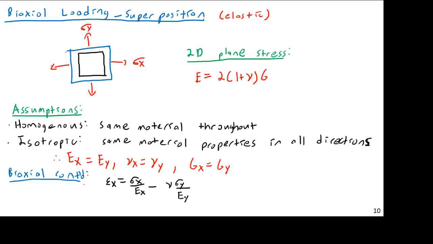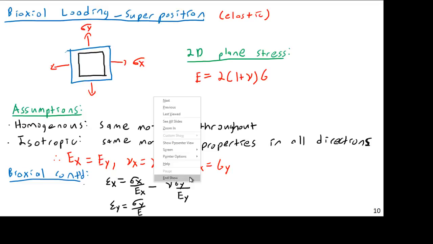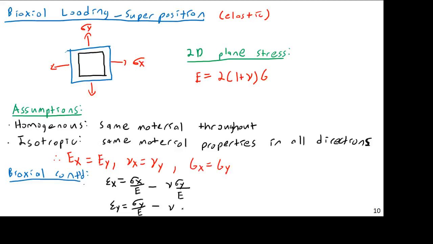Epsilon y is equal to sigma y over E. So I'm simply going to consider E here instead of, in fact, I'll get rid of the E_xs and E_ys here. I'll just say E, because again, this is isotropic. So I'm just going to use a single E, minus Poisson's ratio times sigma x over E. And epsilon z is equal to negative Poisson's ratio, that looks way too much like a gamma, over E times sigma x plus sigma y. That's it. Sigma x plus sigma y.